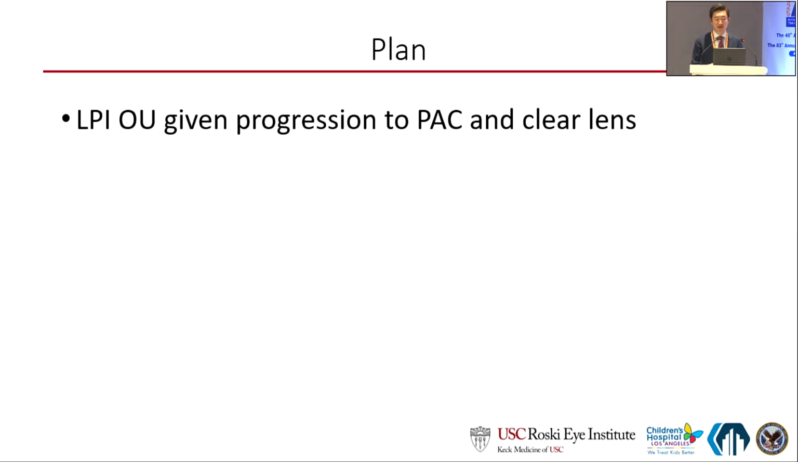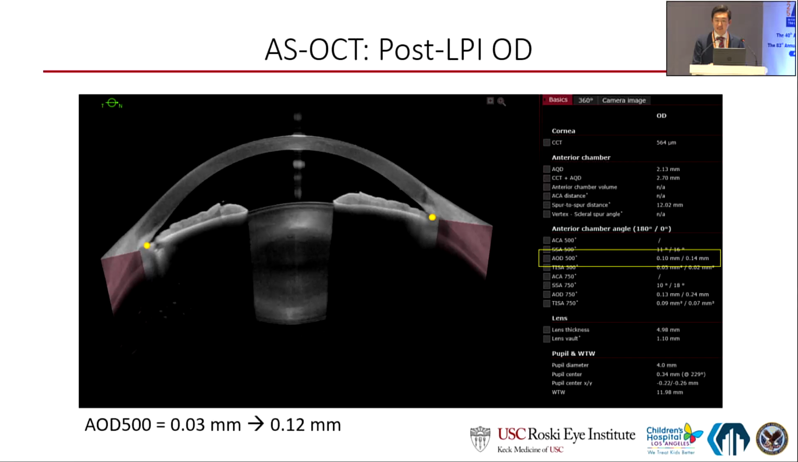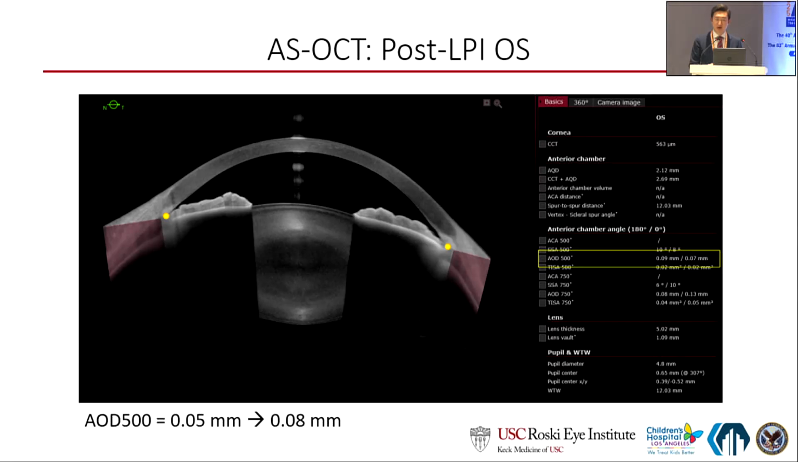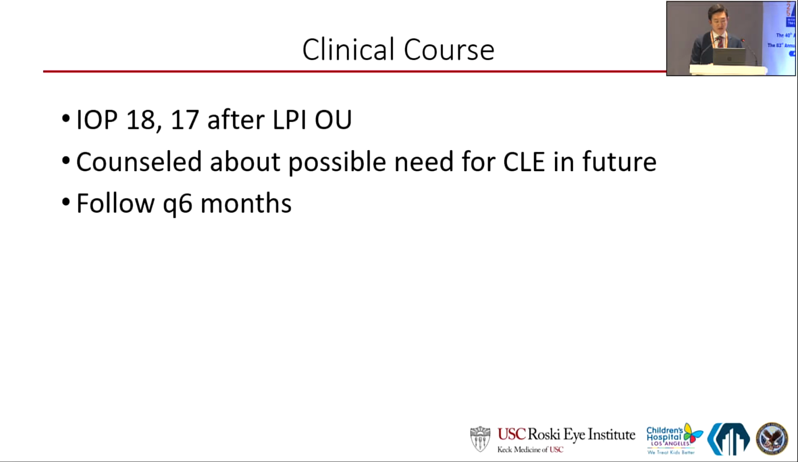and so we proceeded to perform the LPI in both eyes. Here we can see the angle widening benefit of the LPI. His AOD has gone from 0.03 to 0.12 in the right eye. And he didn't experience quite as much angle widening in the left eye, where he went from 0.05 to 0.08. Still, his IOP did come down after the LPIs to 18 and 17 and has remained stable.